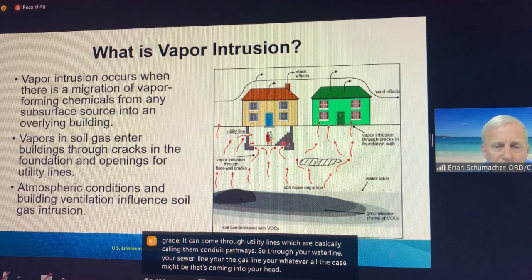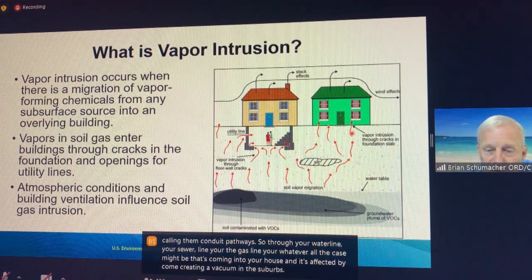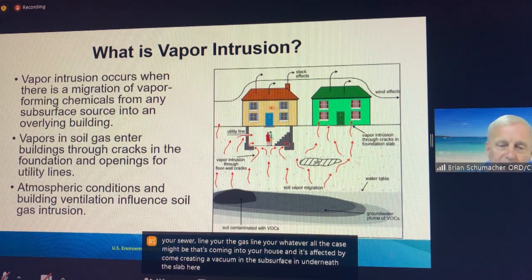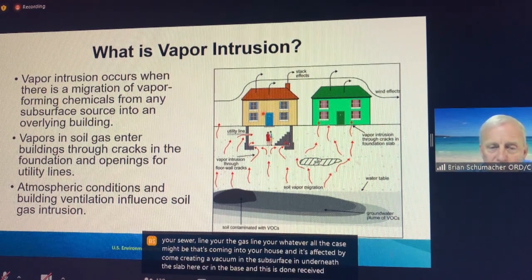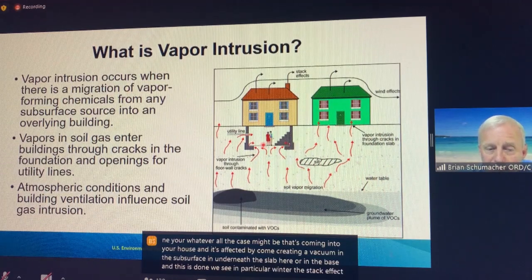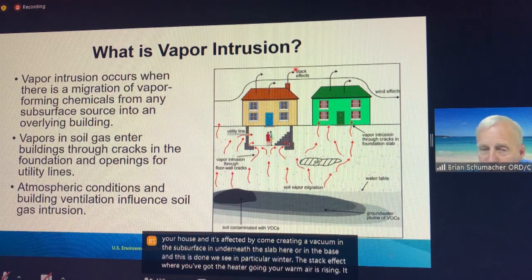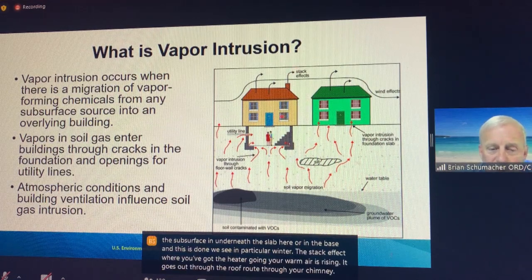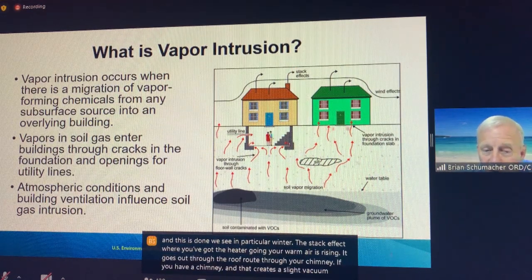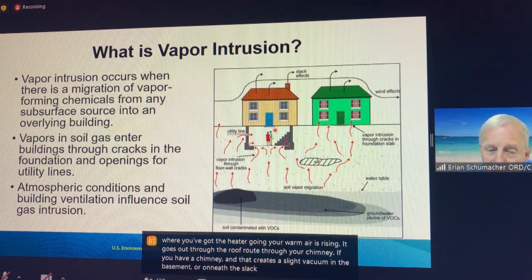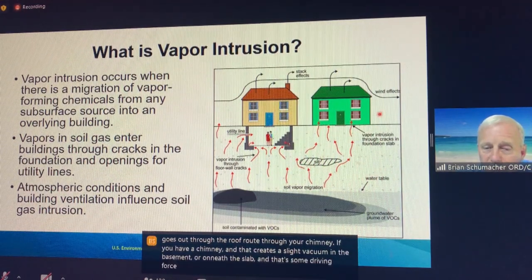And it's affected by creating a vacuum in the subsurface underneath the slab here or in the basement. You see this in particular in winter, the stack effect, where you've got the heater going, your warm air is rising, it goes out through the roof or out through your chimney if you have a chimney, and that creates a slight vacuum in the basement or underneath the slab, and that's a driving force that pulls these vapors into your house.